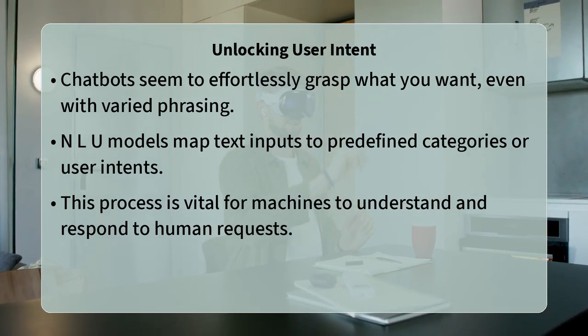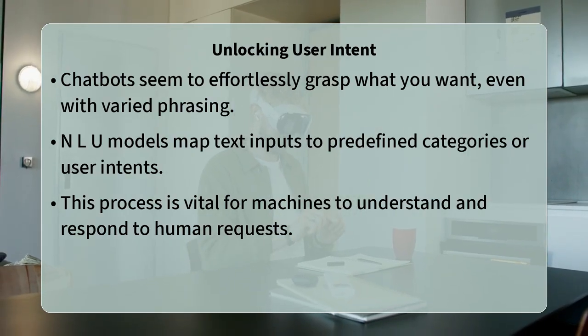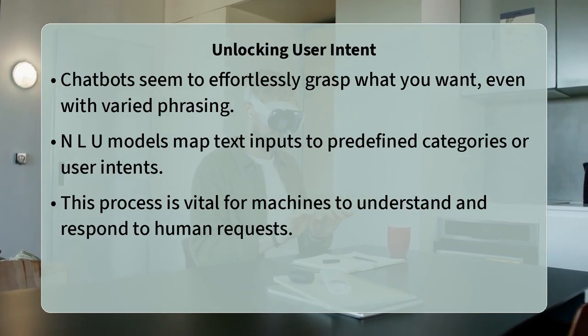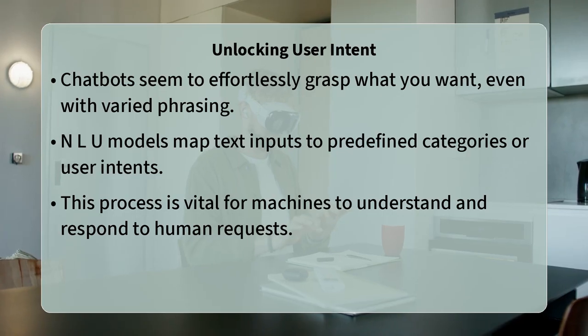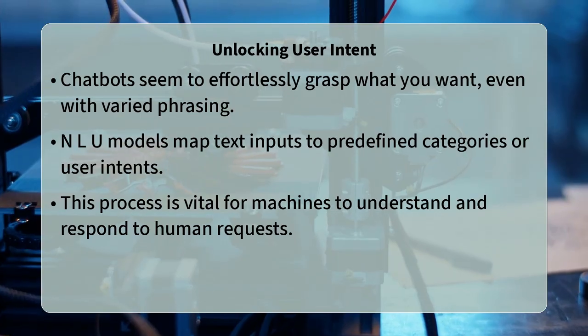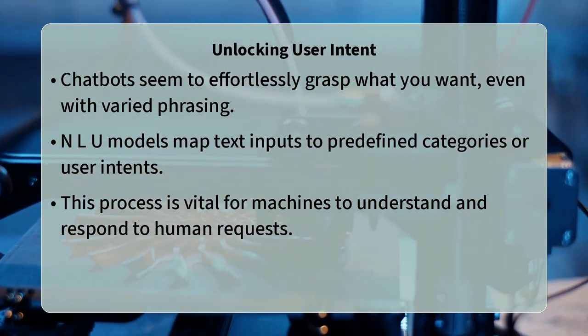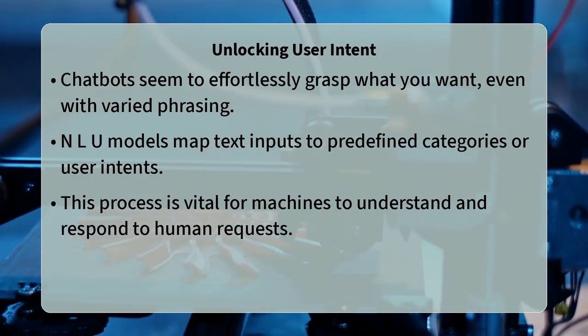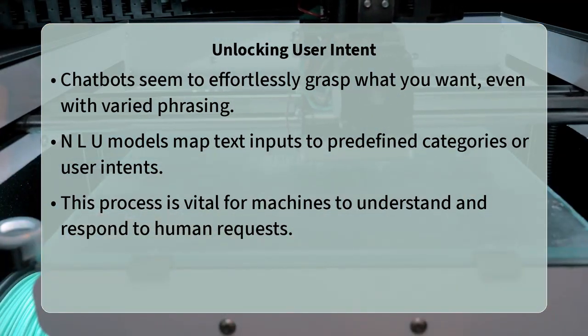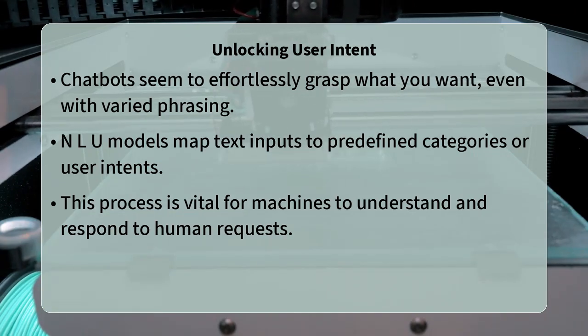NLU models perform intent classification by mapping user utterances, which are text inputs, to predefined categories or intents, using advanced machine learning techniques. At its core, this involves transforming raw text into a numerical representation that the model can then classify into one of many learned intent labels. It is a critical step in enabling machines to understand human requests and respond appropriately.